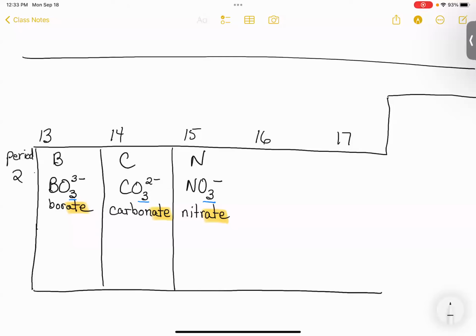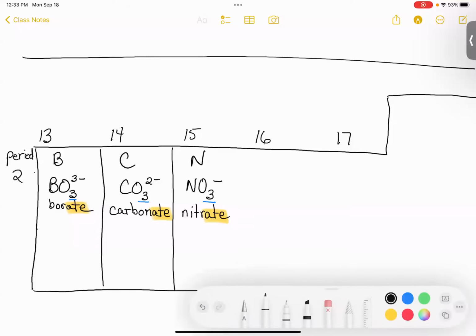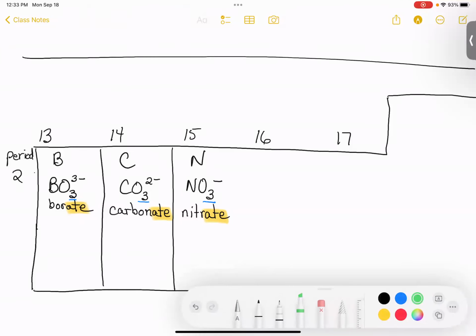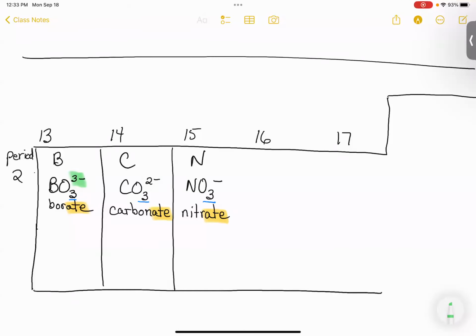There's one more trend. They're all negative, but it goes from negative 3 to negative 2 to negative 1. To me, that would be helpful in memorizing. You know why? Because I might just memorize just nitrate.